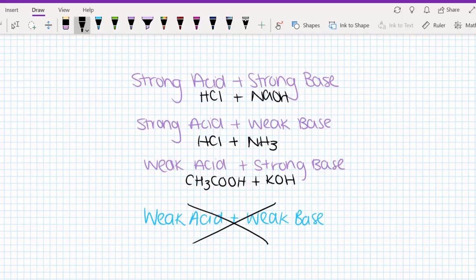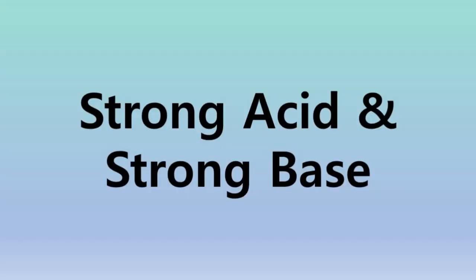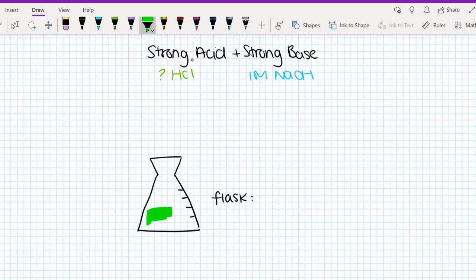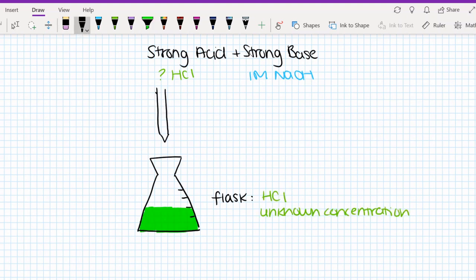Let's look at an example titration. We're going to start simple, with a strong acid and a strong base. In this case, we don't know the concentration of hydrochloric acid, so we'll put a certain amount of hydrochloric acid in a flask. We're going to put 1 molar sodium hydroxide in a burette. During the titration, the sodium hydroxide will slowly be added to the flask.